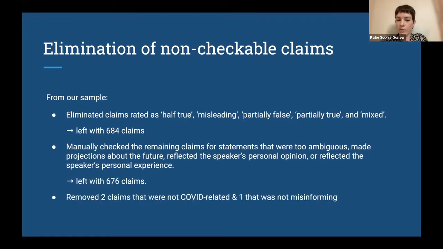And as we were going through it, we also realized that there were 2 claims that actually weren't COVID related, and there was one that wasn't misinforming. So we removed those and we were left with 673 claims.